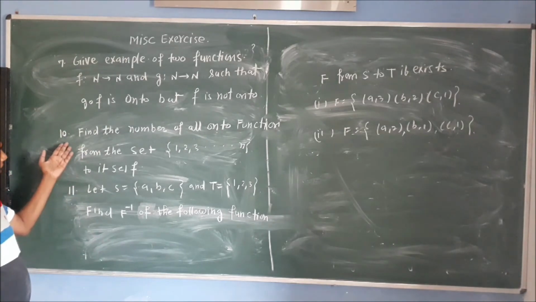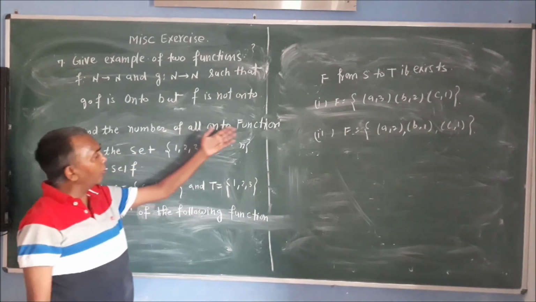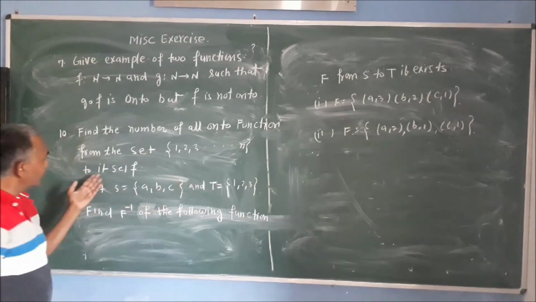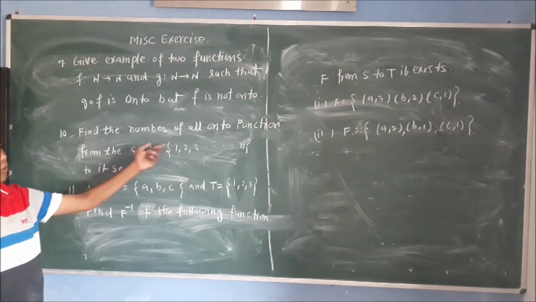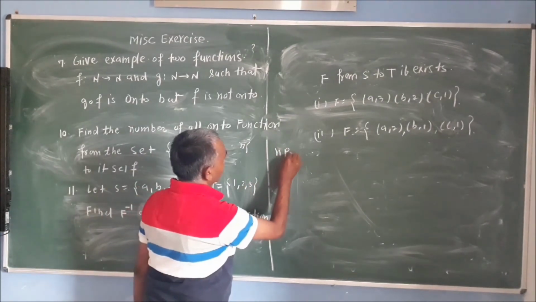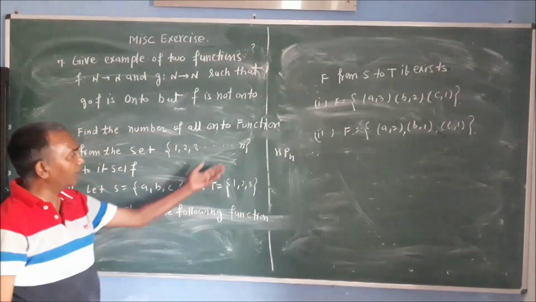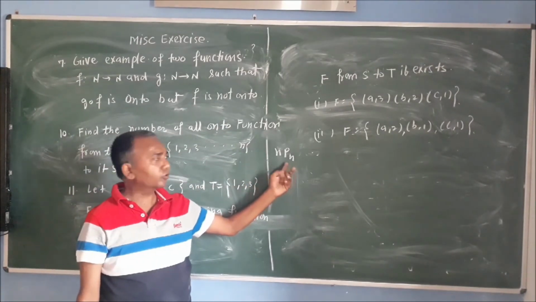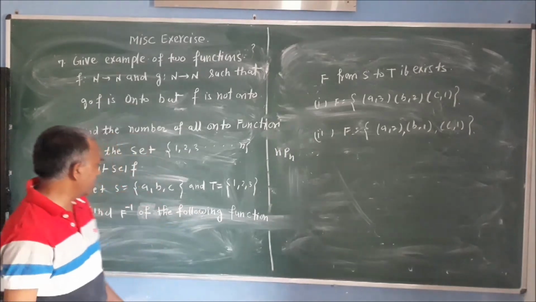Second is question number 10. Find the number of all onto functions from the set 1, 2, 3 up to n to itself. How many onto functions? The number of onto functions is clearly nPn. The number of elements is n, so n elements taken n at a time. So solve it, you will get the answer.